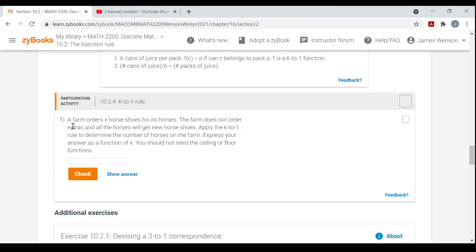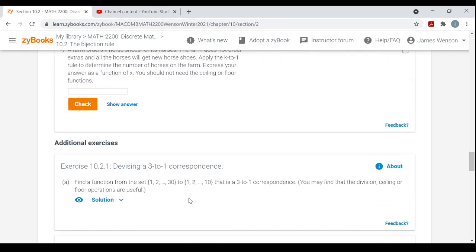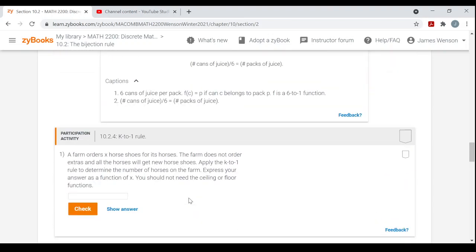All right. So here's another example. This is a short section. We'll get more into the use of this bijection rule and k-to-1 rule later when we talk about permutations and combinations. These rules will come in handy in those scenarios. This is just a nice short introduction.